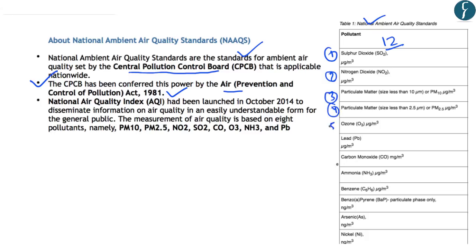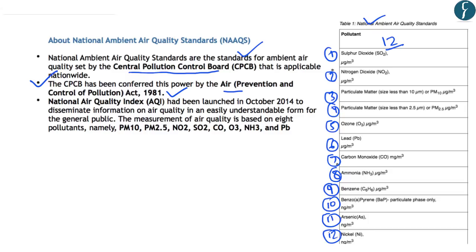Further, these NAAQS standards include 12 pollutants, and these include sulfur dioxide, nitrogen dioxide, PM10, PM2.5, ozone, lead, carbon monoxide, ammonia, benzene. Then it includes benzopyrene particulate phase only, arsenic and nickel.